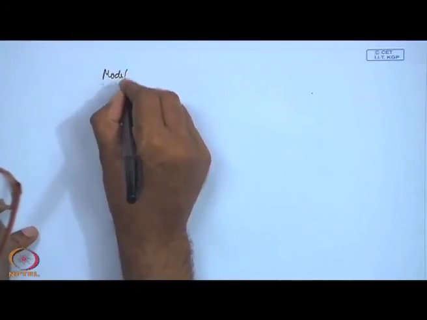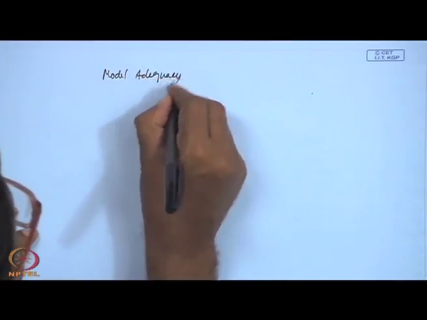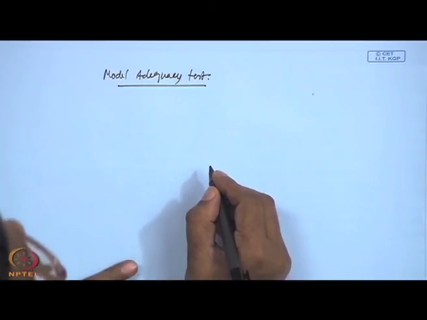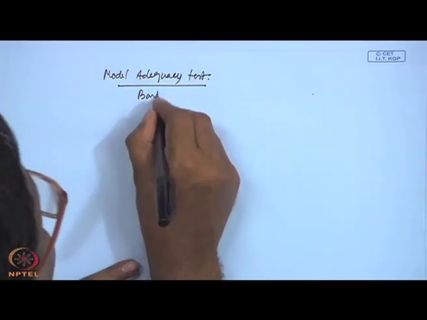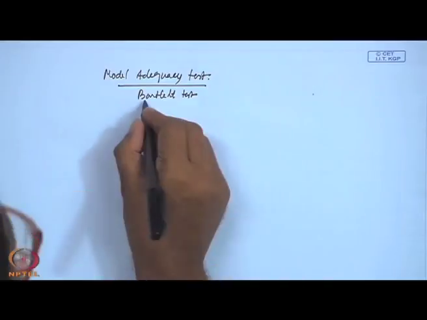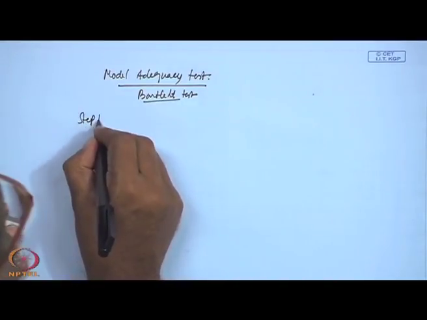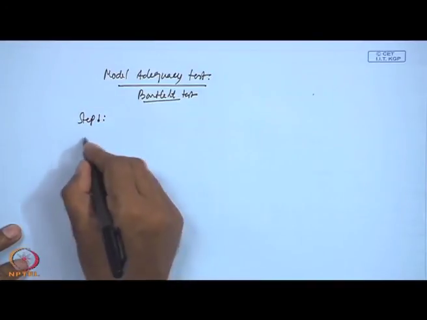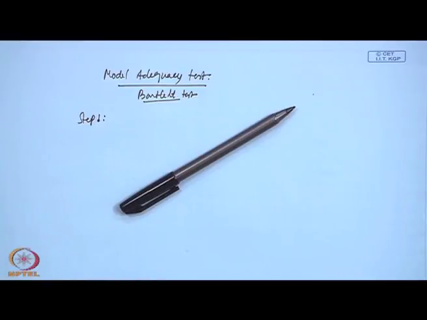Then the final one, I think in another 1 minute of time, what I want to complete is that you have to do certain tests, what I can call the model adequacy test. I will explain the Bartlett test here. Okay. Here step 1, step 2, step 3, different steps are there, but I think time is up now.